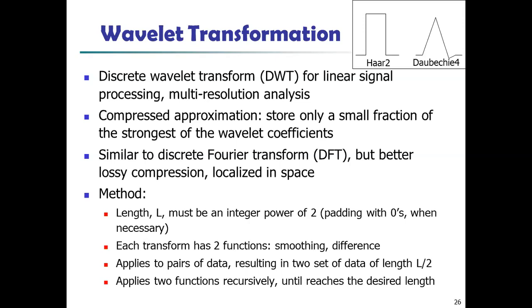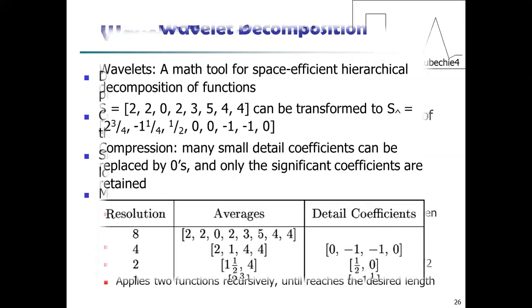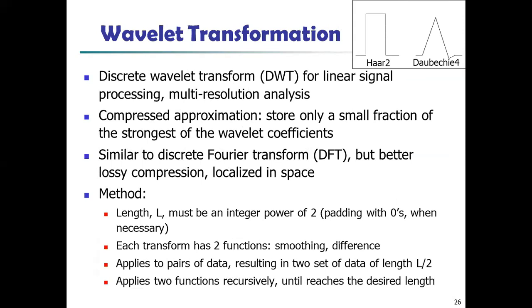Popular wavelet families include Haar-2, Daubechies-4 and Daubechies-6, applied in the discrete wavelet transform, which is a hierarchical pyramid algorithm that halves the data at each iteration, resulting in fast computational speed. We can represent the method as follows. First, the length L must be an integer power of 2, padding with zeros when necessary. Here L is always greater than or equal to n. That is the first point.